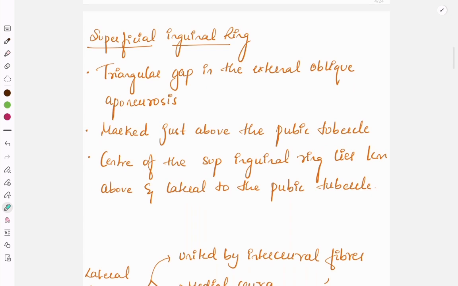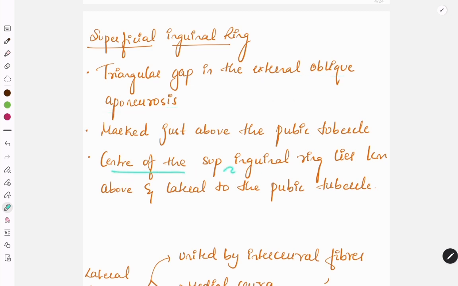So next, the superficial inguinal ring. Ring means we all think that it is a circle, right? But the superficial inguinal ring is not like that. It is triangular in shape. It is a triangular gap present in the external oblique aponeurosis, and it is marked just above the pubic tubercle. If we ask you to locate the superficial inguinal ring, you will say that it is just above the pubic tubercle, and it is a triangular gap in the external oblique aponeurosis.